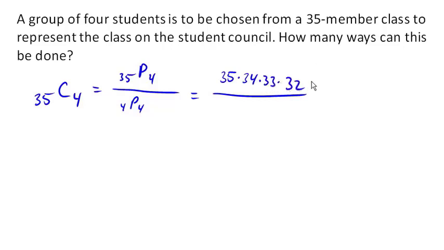And then I'm going to divide that by the different ways of ordering 4 people. So then I have 4 choices for the first person, 3 for the second, 2 for the third, and 1 for the last. So this is the total number of ways of choosing 4 people if order matters, divided by the number of ways of ordering them, which takes care of the order, gives me 52,360 different combinations.